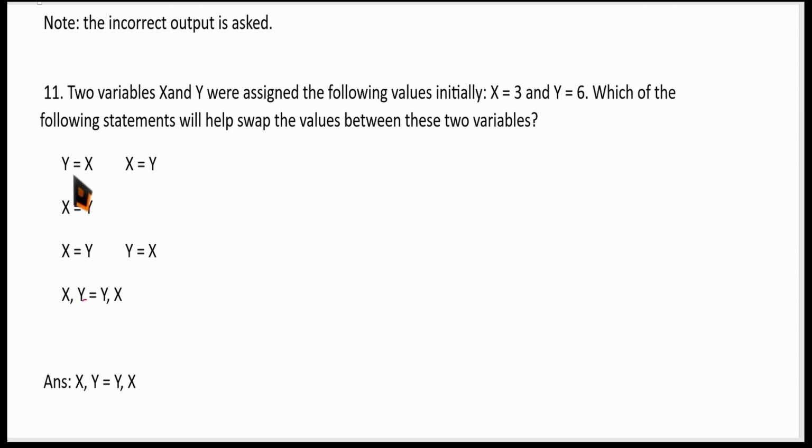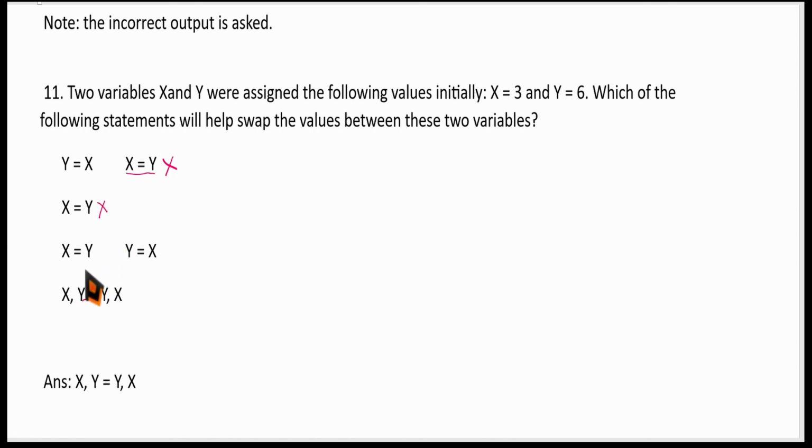Now you see the options. Here y is equal to x. So the x value will go to y. That is, 3 will be stored in y. In that case, the y value will vanish. The second statement, now y has only 3. So again 3 will move to x. So both will have 3. So this is not correct. Then x is equal to y means y value 6 will go to x. So y will have 6, x also has 6. So this is also not correct.